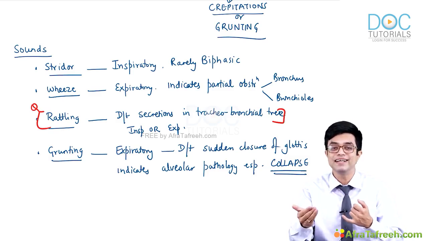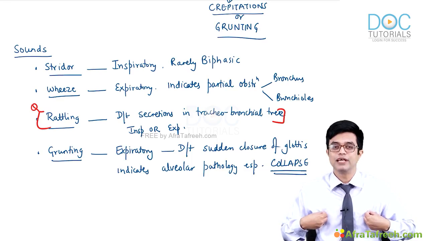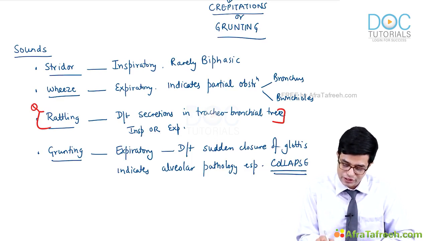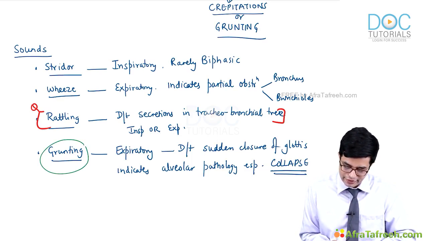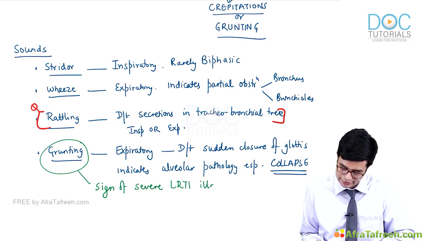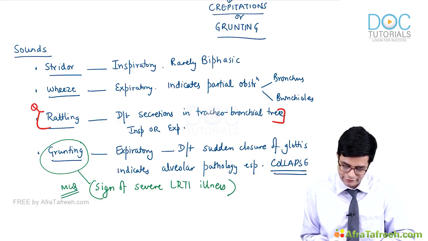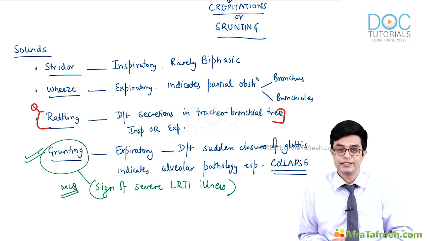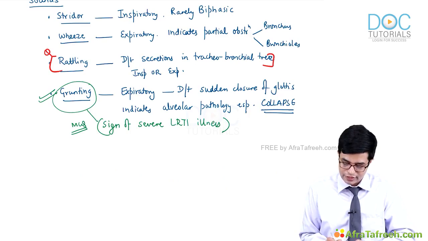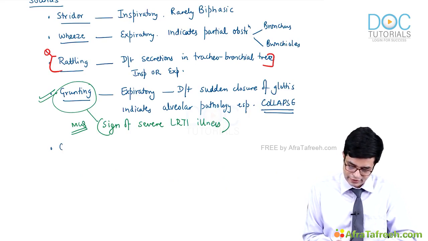So, if a question asks where grunting is produced, it is an expiratory sound produced at the level of the glottis. But what does it indicate? It indicates collapse of the alveoli or impending collapse of the alveoli. And remember, NEET PG MCQ, the presence of grunting is a sign of severe lower respiratory tract illness. Which of the following indicates lower respiratory tract illness severity? The answer is grunting. It is a sign of severe illness. And finally, we have a sound called crepitations.